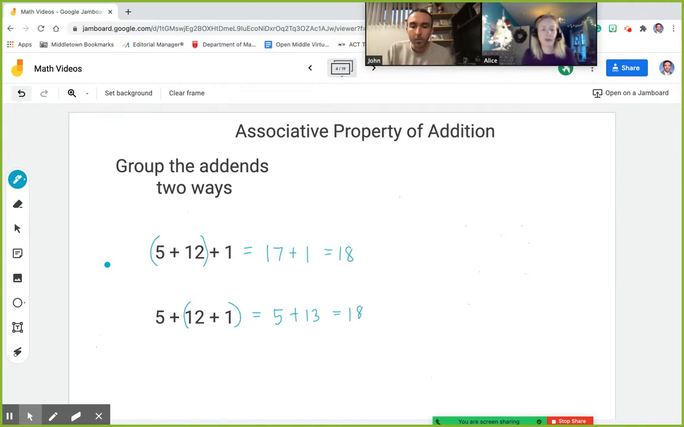Okay, great. So I'm going to just start another quick problem here to kind of tell you what I heard in your explanation. Let's just say 2 plus 3 plus 4. So the addends are the numbers being added. So 2 is an addend, 3 is an addend, and 4 is an addend.